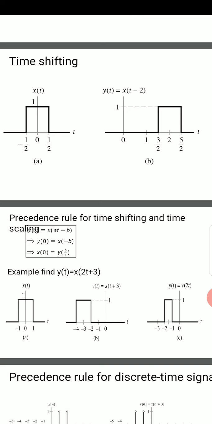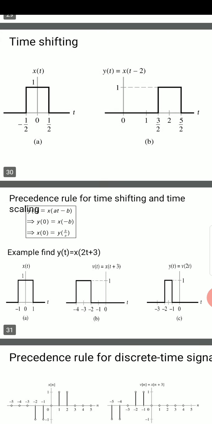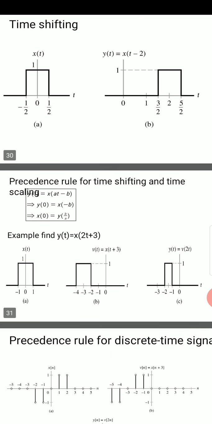I think you understand the precedence rule of time shifting and time scaling. Example: find y(t) = x(2t + 3). So first of all, in this function y(t) = x(2t + 3), we will first shift and then scale. You have to remember that the first one is shift and the second one is scale. So for 2t + 3 with limits minus 1 to 1, the values are minus 4, minus 3, minus 2, minus 1, 0, and the values of 2t + 3 are minus 3, minus 2, minus 1, 0, and 2.